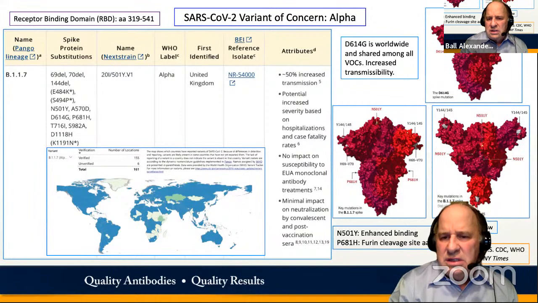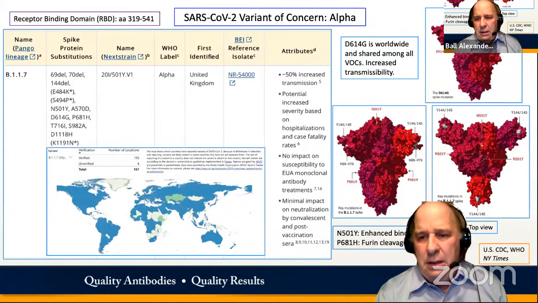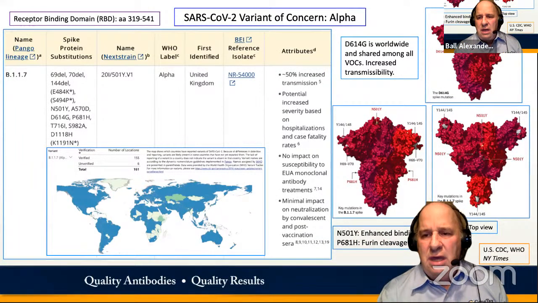And so this is a side view of the trimer. You're looking at the spike trimer. I think the coloring here is a little unfortunate, but nevertheless, that would be the trimeric structure. And then if we're looking down on the spike, what we see is the position of the N501Y, which is right there in the binding region.